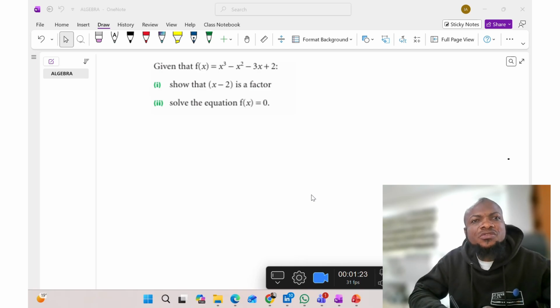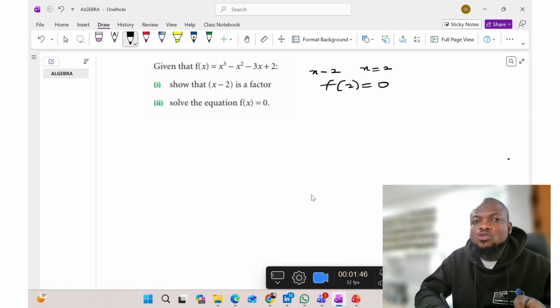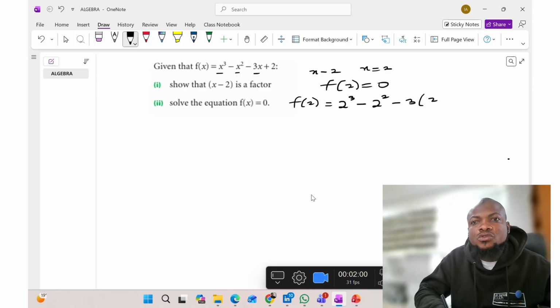So the question says, given that f of x is equal to x cubed minus x squared minus 3x plus 2, show that x minus 2 is a factor. So you just have to use the factor theorem. If x minus 2 is a factor, that implies that x equals 2 should be a solution. That implies that f of 2 should be equal to 0, isn't it? According to what we did earlier. So let us find f of 2. f of 2 means substitute 2 wherever you see x. That means this is 2 cubed minus 2 squared minus 3 times 2 plus 2.